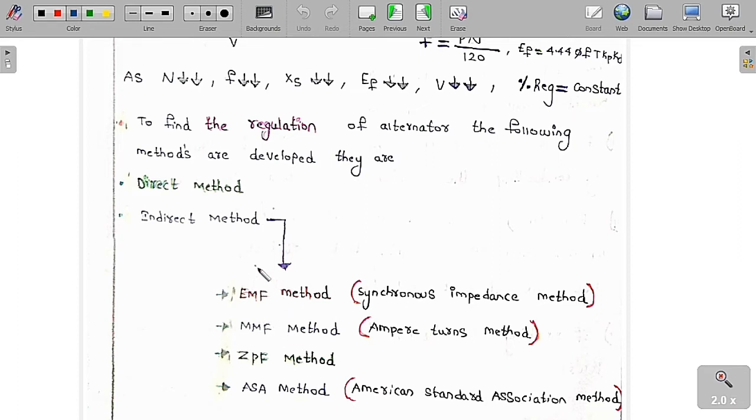So in the course we have learned only about the indirect methods, but not the direct method. Indirect methods are called the EMF method, MMF method, ZPF method and ASA method. EMF method is also called the synchronous impedance method. MMF method is also called the ampere-turn method. ASA method is also called the American Standards Association method. And ZPF is also called the zero power factor method.